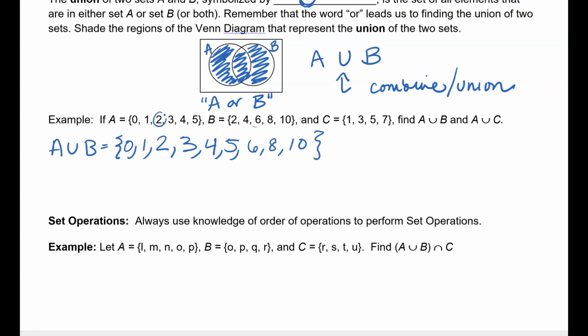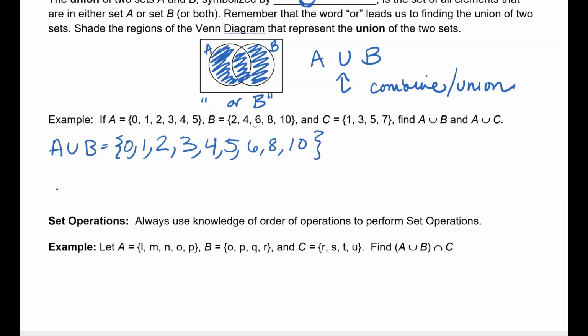Notice the ones that were in common. For example, they both have a 2. I didn't list that twice. I only have to list it once if they both have it. But if there's an element that's only in one of them, like the 5, you still list it. So you put everything together.